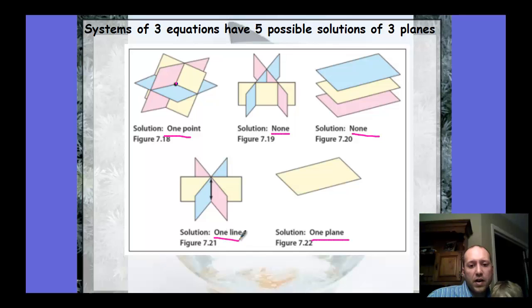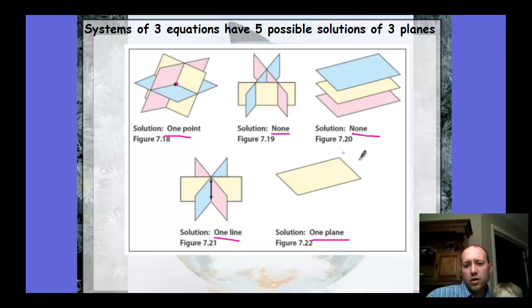You could have one point. You could have a single line. And then you can have infinite solutions. So there's many different possibilities that could occur if you're given 3 equations. So I want to show you visually what could have happened for that.